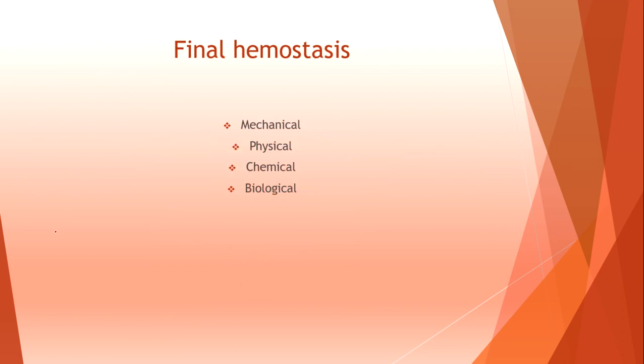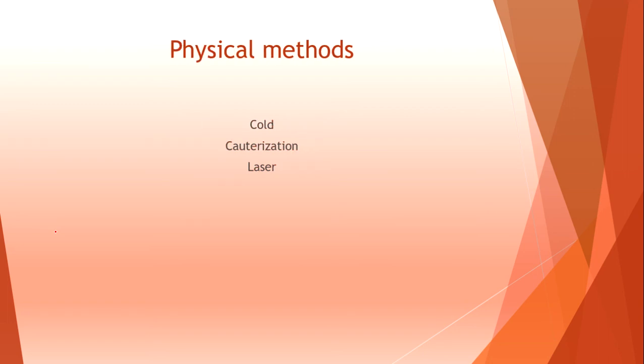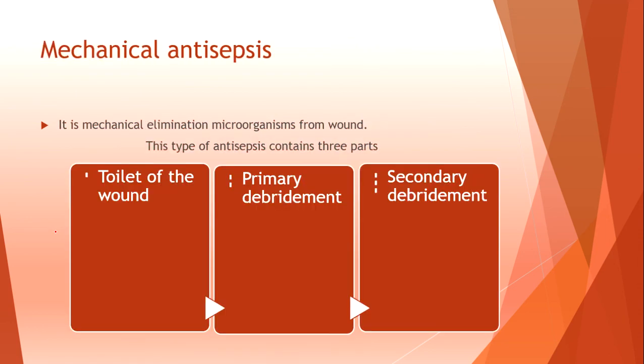Final hemostasis divides into four types. It's just a review of your previous lecture: mechanical, physical, chemical, and biological. Mechanical is ligation, vascular suture, and prosthetics of the vessel. Physical is cold, cauterization, and laser. Chemical methods are vasoconstrictors and compounds that increase blood clotting.